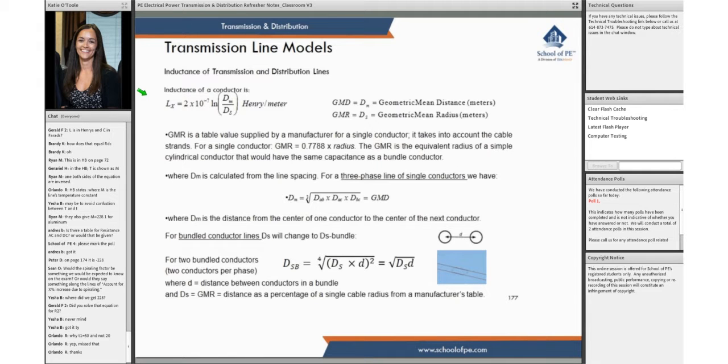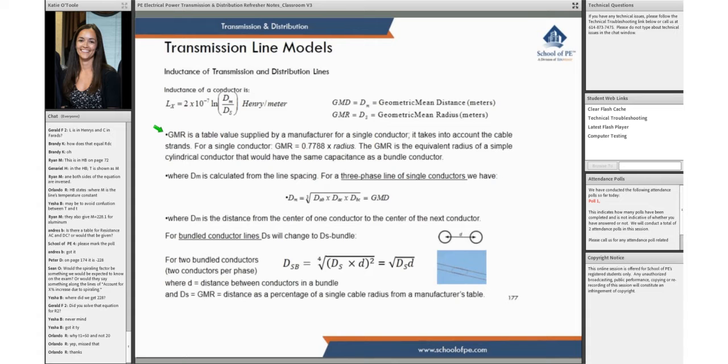Inductance in our conductors. So we have L_x, which is equal to our constant 2 times 10 to the negative 7th, ln of our D_m over our D_s, and this is in Henry per meter. Then we have GMD, which is also called D_m. That's our geometric mean distance in meters. Then we have our GMR, which can also be called our D_s. And that's our geometric mean radius in meters.